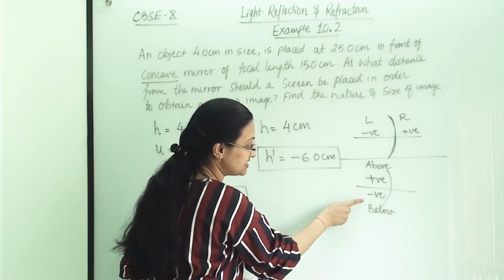So, this is our new formula and this we are going to use for this numerical. H dash equals minus V into height of the object divided by distance of the object. Now, we know all these three. So, let us put in all the values. H dash equals minus V, which is 37.5 and that is already minus. So, minus 37.5 into H, that is 4, and then in division with U. U is the distance of the object, that is also minus, so that is minus 25.